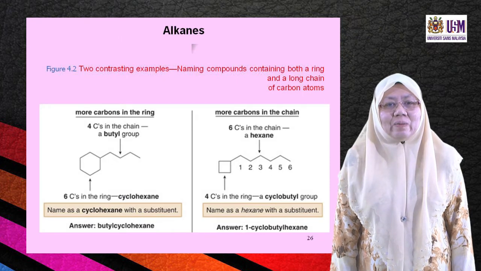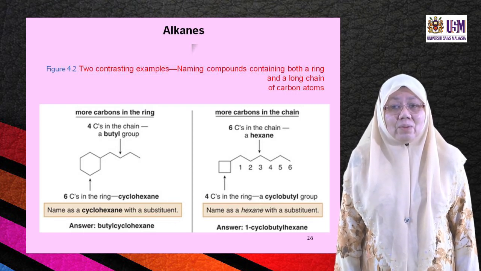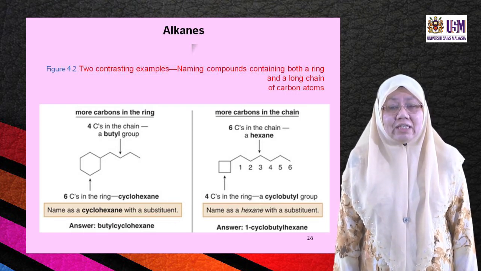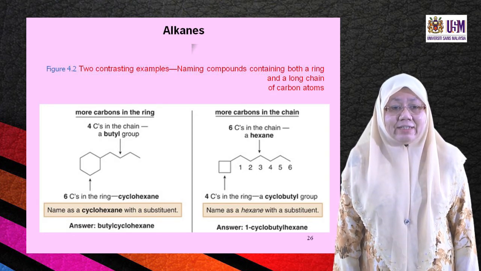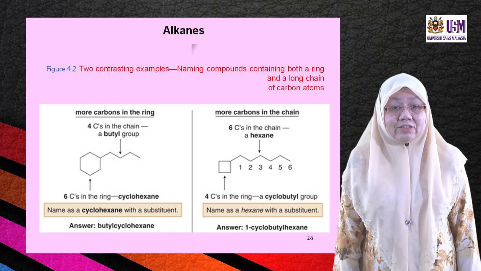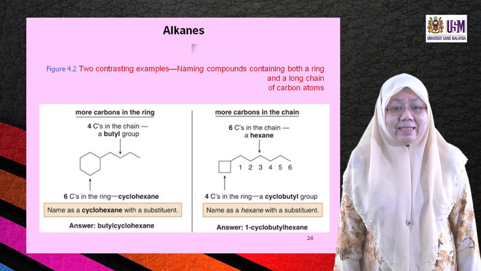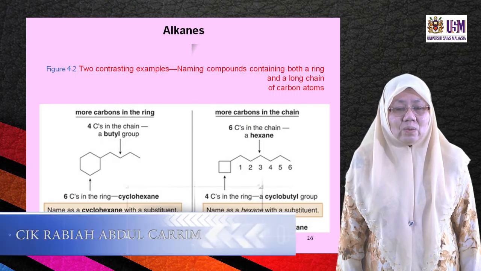Let us look now at two contrasting examples when naming compounds containing both a ring and a long chain of carbon atoms. In the first example, the ring has more carbon atoms than the chain. So the ring is the parent and the chain is the substituent. So we name the cyclohexane with a substituent, that is butylcyclohexane.